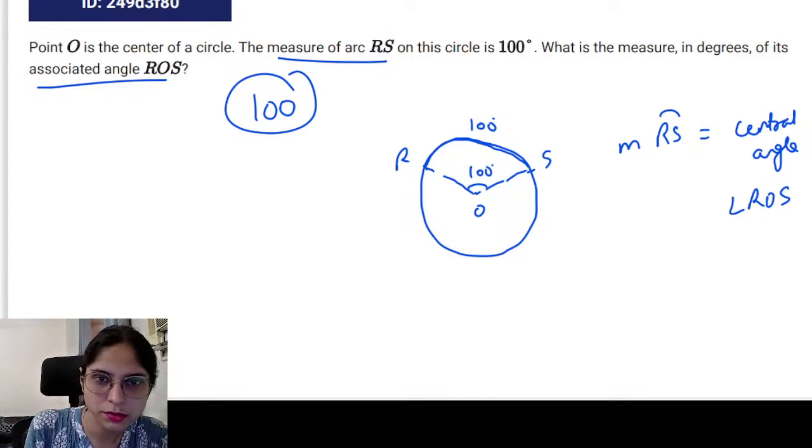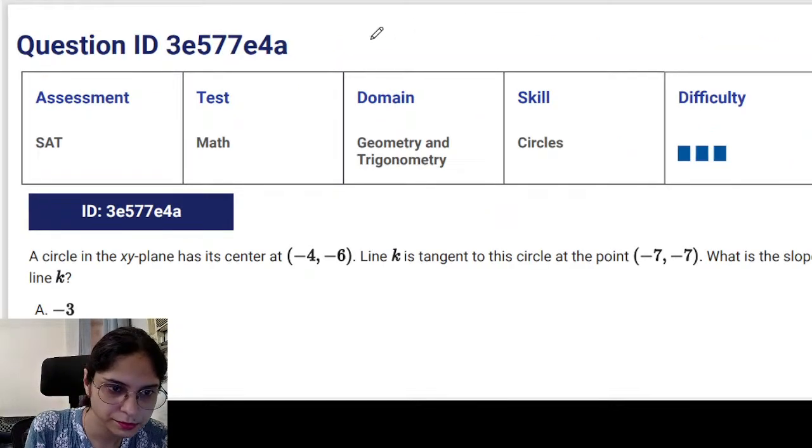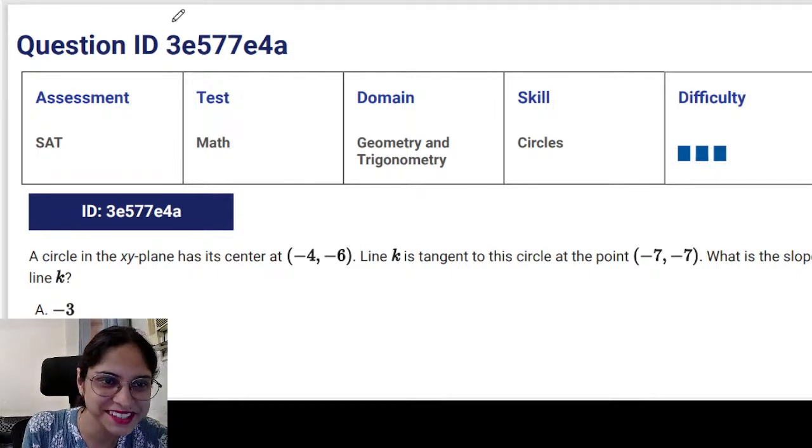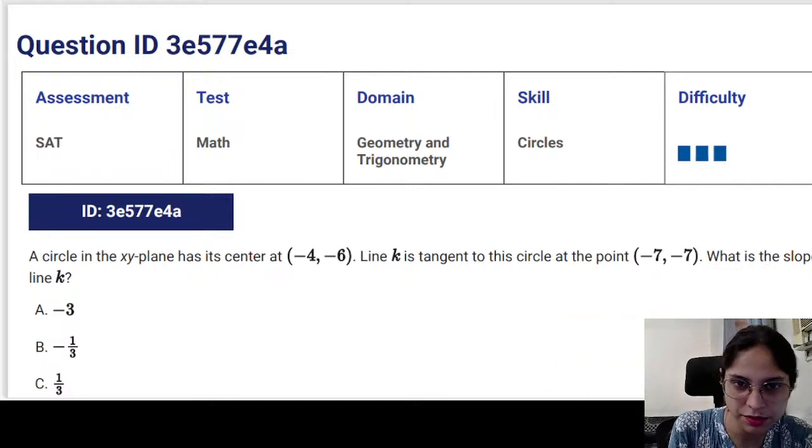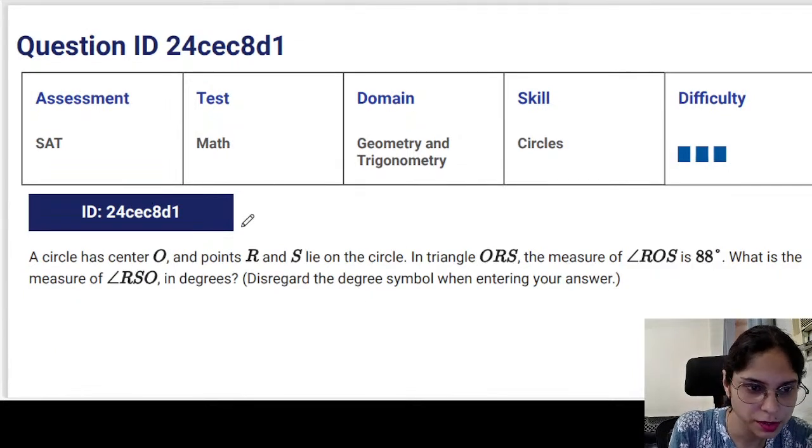Next one is question number 10. Oh, this will do later, because this will require one more thing. This requires a different kind of concept. Question number 12.